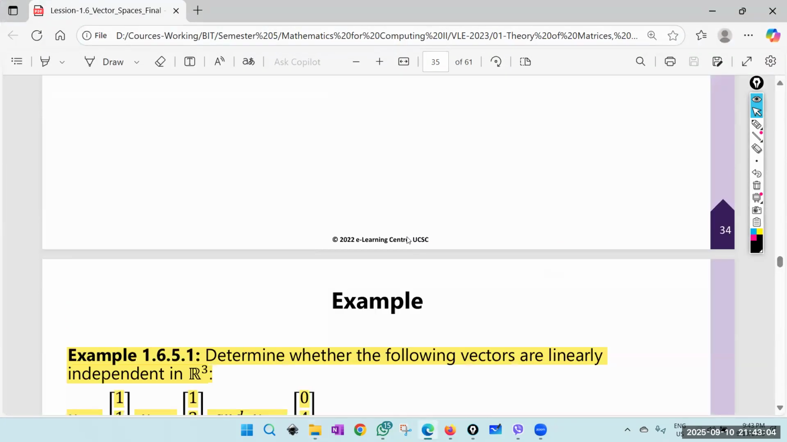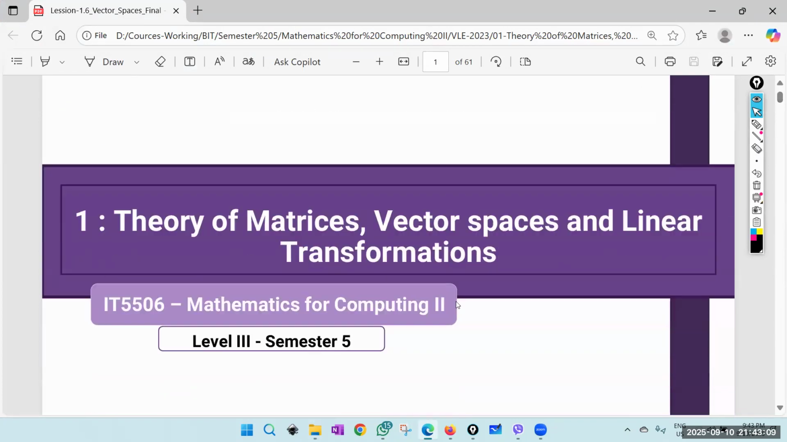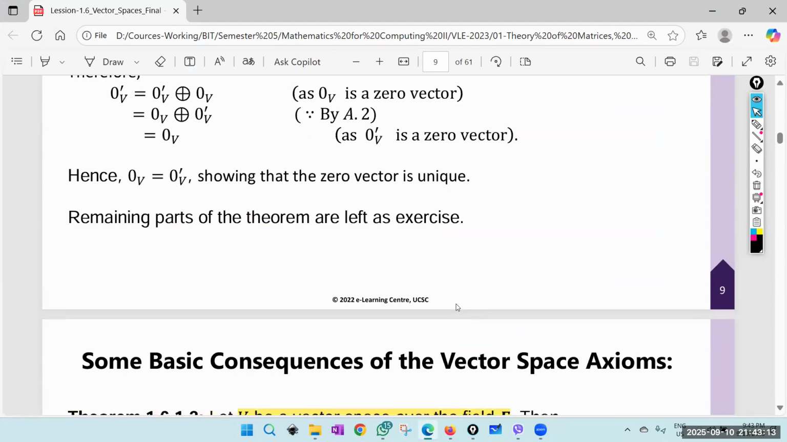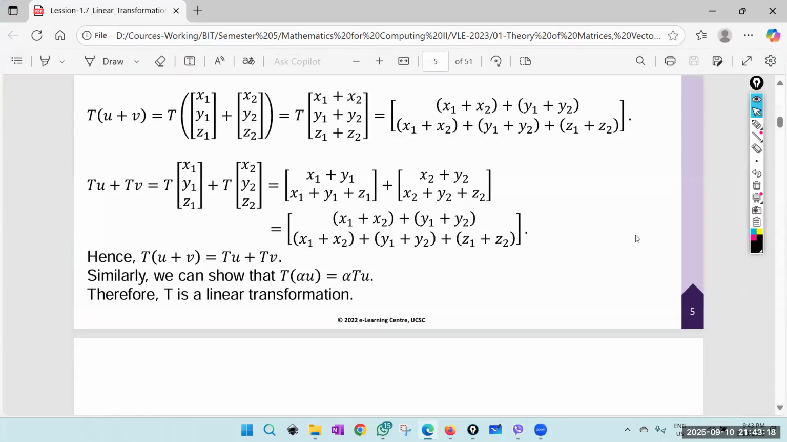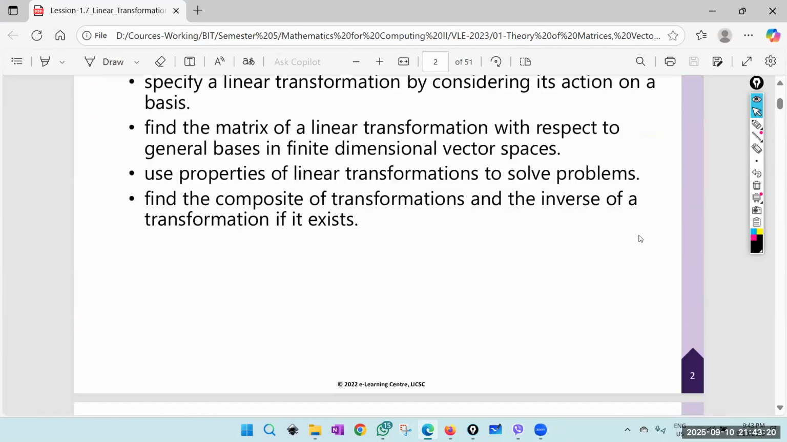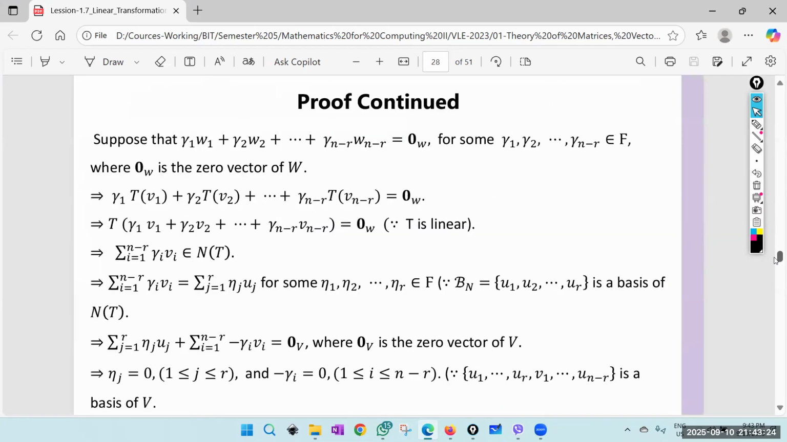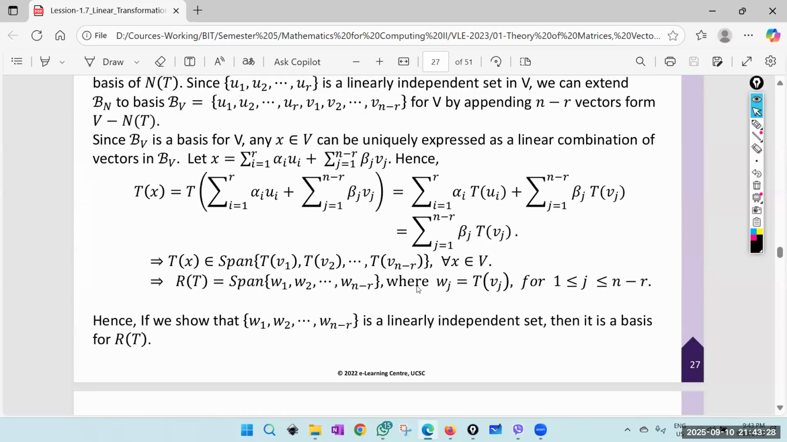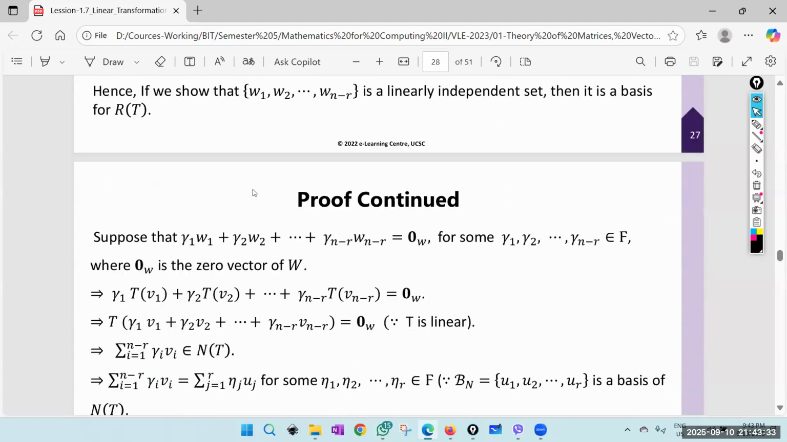Then 1.6. We have not done 1.6. These are what I call highly abstract topics. Right. So these are extremely abstract topics. Then 1.7 we have not done. So these are extremely abstract. It is very hard even to explain them.